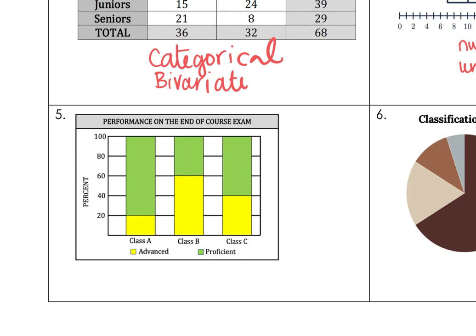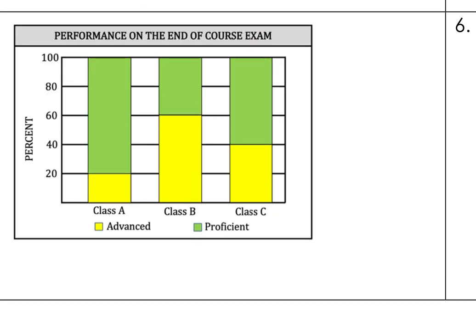Categorical or numerical? Categorical. Do you fall in the category of Class A, Class B, or Class C? Not, did you get a 100? Like what score did you get? It's did Class A, Class B, Class C, and then did you get advanced or proficient? Which category do you fall in here? So this is categorical. And yes, there are 2 variables we're asking about because first variable is which class, second variable is which level. So this would be bivariate.